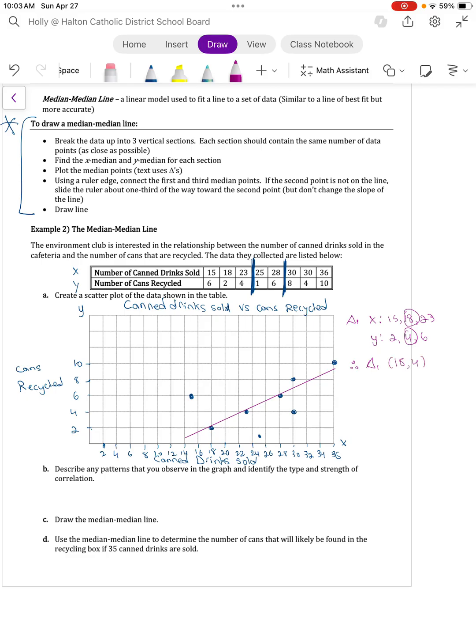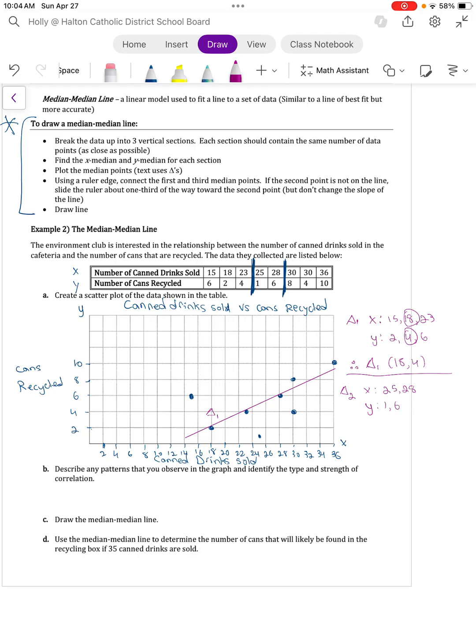My median here is going to be 18 and 4. So I can draw that on my graph now. 18, 4. I'm going to draw it with a triangle and a 1, so you can see it's median 1. Median 2: this one only has 2 data points, so I'm still going to list my x's. They are in order. And my y's.